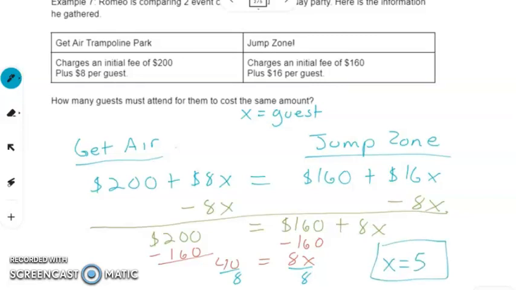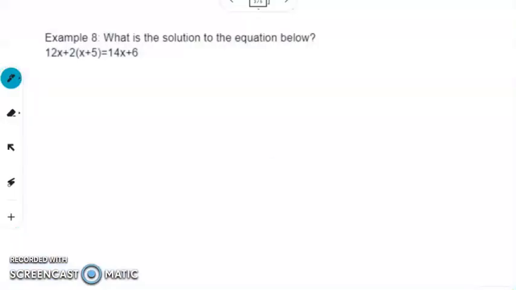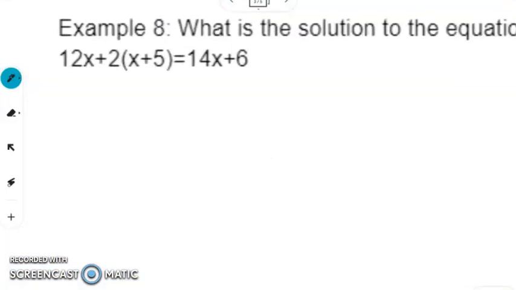Awesome. Now once I have done that, I can go ahead and look at example 8. So example 8 is a multi-step equation, and I need to solve for x, but before I can solve, I need to do the distributive property to get rid of those parentheses.